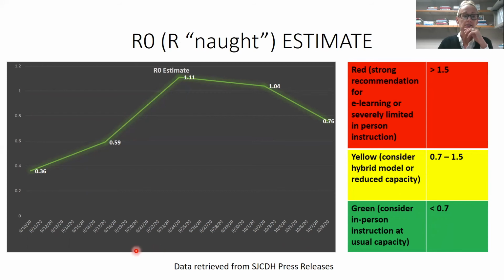So for us, on September 10th, again, we had a 0.36 R-naught estimate, and then we saw an increase to 1.11, and then we are now at a decrease, and we are at 0.76. So what do these numbers mean exactly?